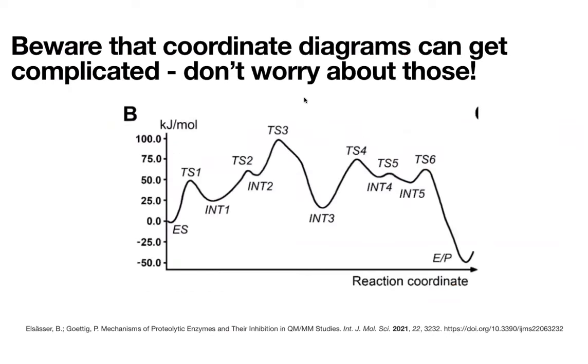So be forewarned that coordinate diagrams can get really, really complicated, and don't worry about those. All I need you to do is be able to look at a coordinate diagram, recognize where the intermediates are, where the transition states are, use them to identify if overall the reaction is thermodynamically favorable, and identify what the rate limiting step would be. So if we look at what would be the rate limiting step here, although TS3 is going to have the highest free energy, it actually looks like it's going to have a smaller activation barrier than getting from this INT3 to this TS4, to this transition state.